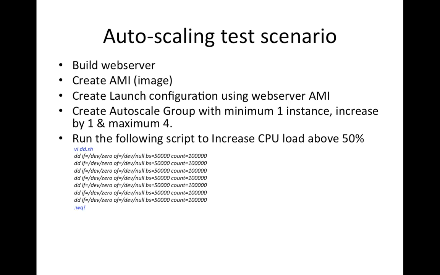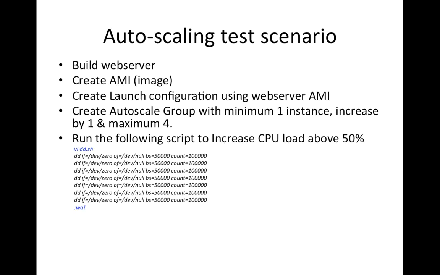So I already launched an EC2 instance, started Apache HTTP service. That's my simple web server running. So with that web server, I created an AMI. So this is a working web server. I created an AMI. That's the kind of prerequisite. Everybody like to do that.